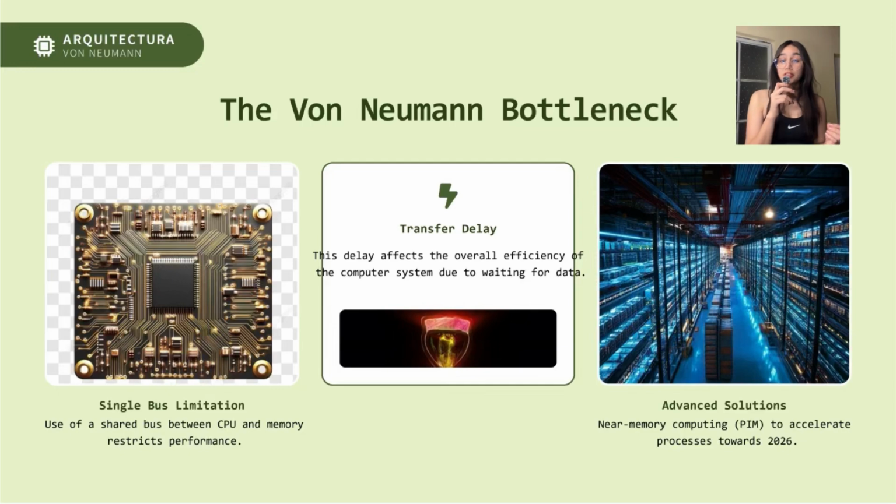However, this architecture has an important limitation. It is known as the von Neumann bottleneck. This happens because there is only one channel used to transfer both data and instructions. As a result, the system has to wait, which reduces performance. Nowadays, new technologies are being developed to improve this limitation and increase efficiency.